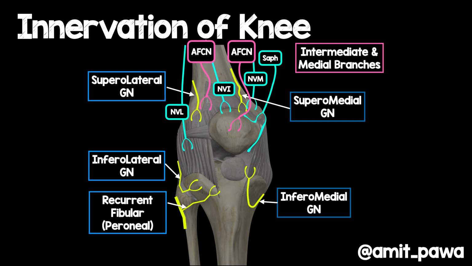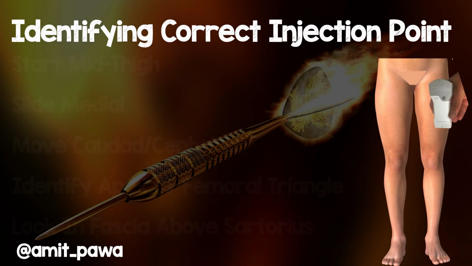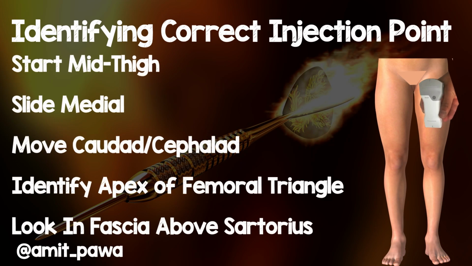So how do we find the correct injection point? Well, what we need to do is to start off by placing our probe in the middle of the thigh, slide medial, and then move cephalad and caudad as you start to identify the apex of the femoral triangle. That just gives you a reference point. When you're doing that, you then want to look into the fascia above sartorius. So what does that process look like?